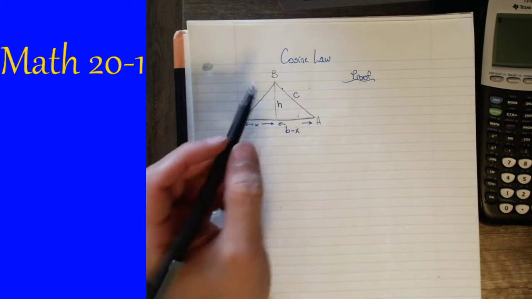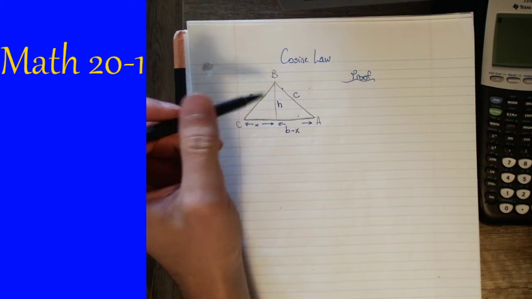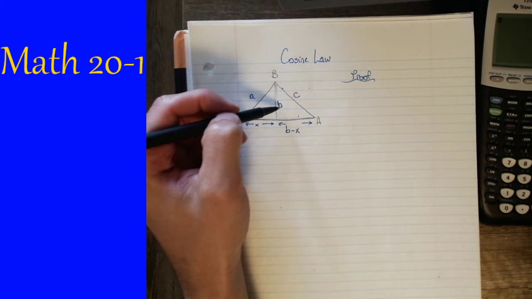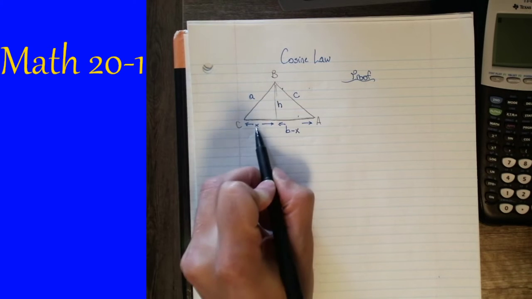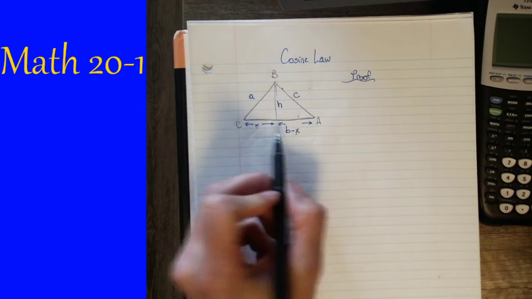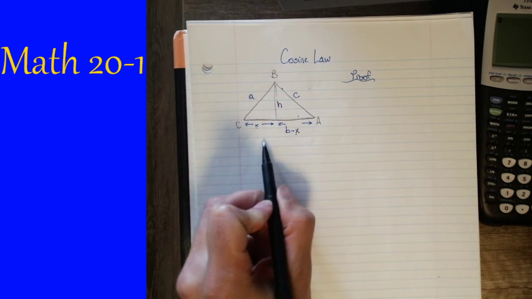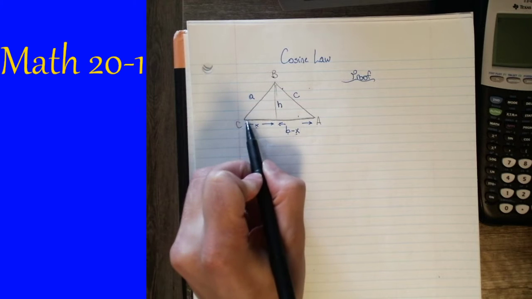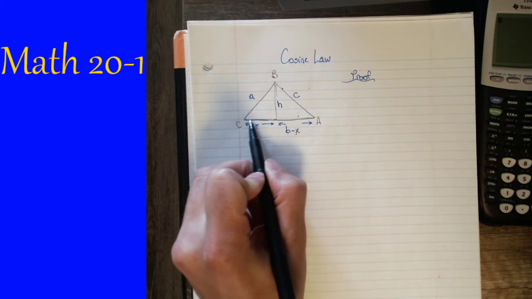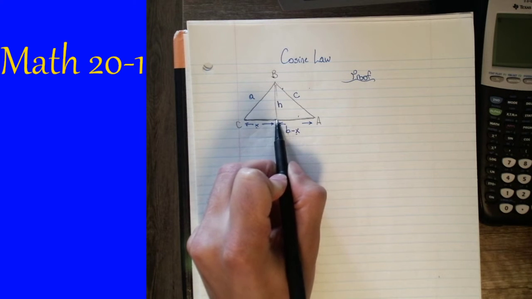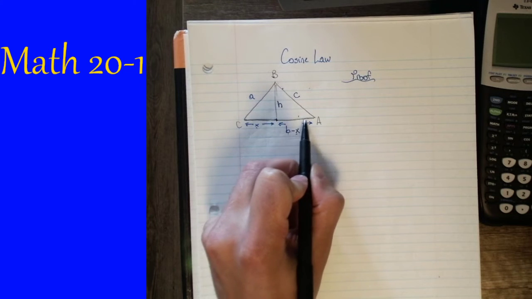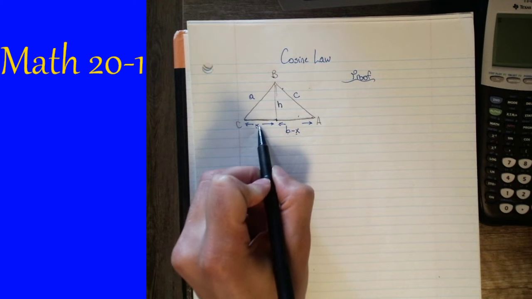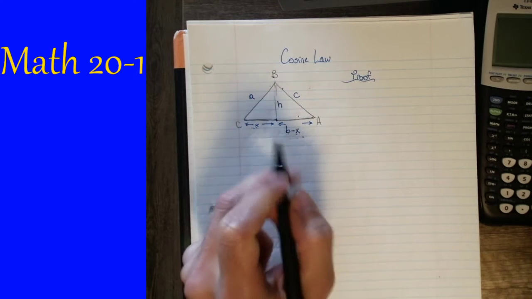I've got a few things labeled here. We have a height that's labeled h, and then we have these two terms here, x and b minus x. We'll recall that the length across from angle B is the lowercase b, so we're going to call this length x, and therefore this length from the center over to A would be the whole length b, subtract that length of x. So that's where those two terms come from.